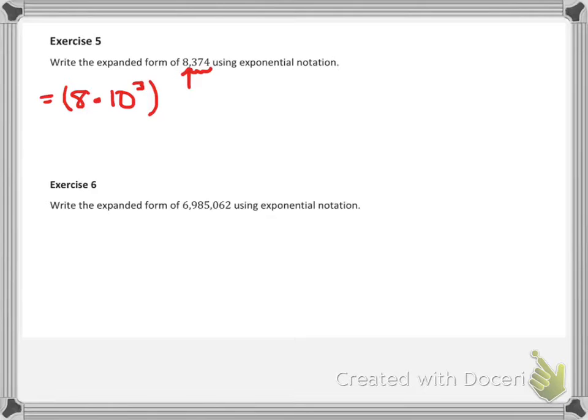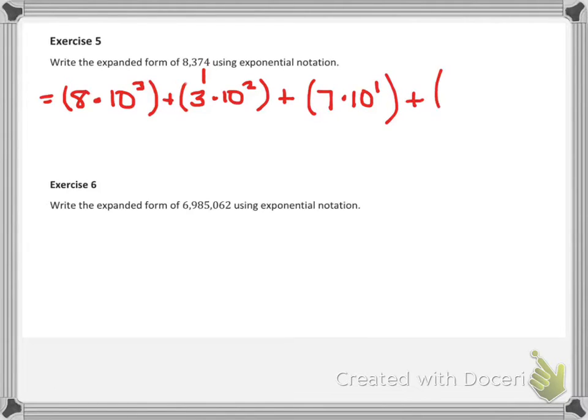And then we're going to add, and instead of our decimal point being between the 8 and the 3, now we're going to think about it being between the 3 and the 7. So that is a 3 times 10, and this time we would have to move it 2 places, so that's 10 to the 2nd power. And then plus, this one would be a 7 times 10 to the, well now, look, our decimal point is going to be between the 7 and the 4, so we only have to move that 1 place. And then lastly is a 4, so that's 4 times 10 to the 0 power.